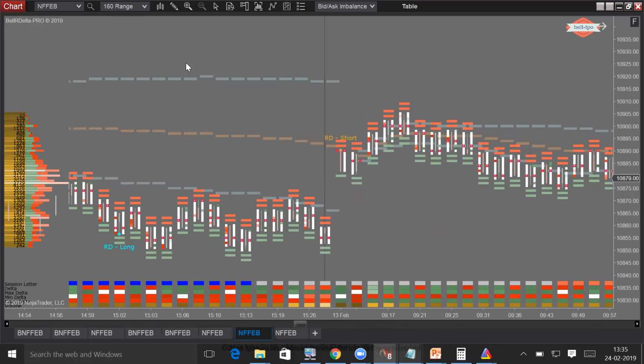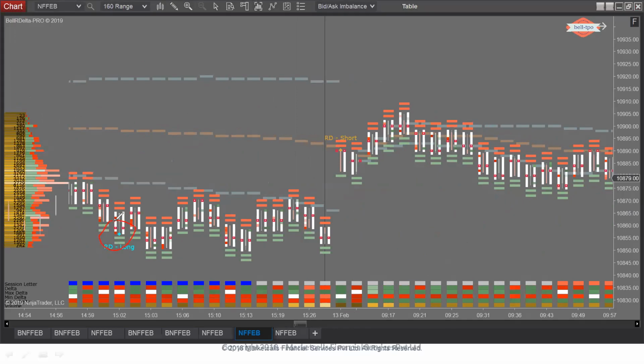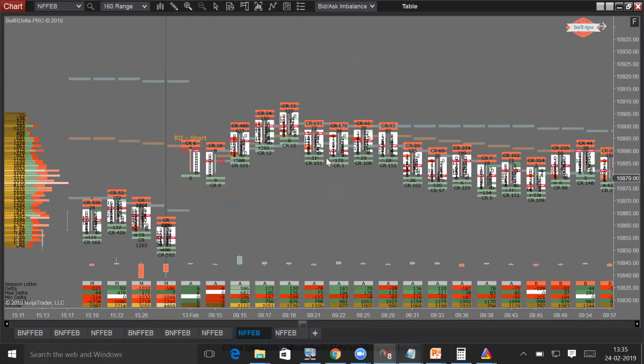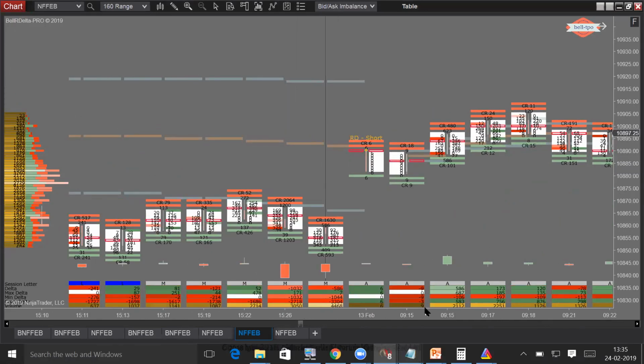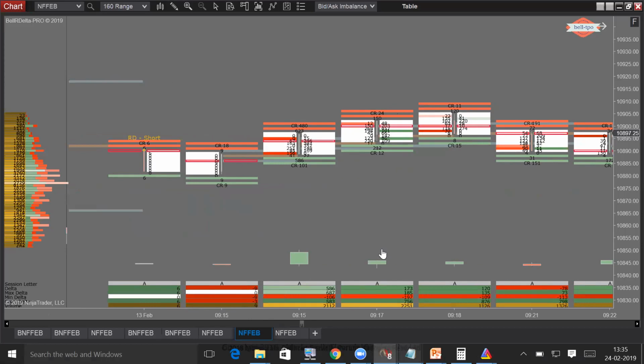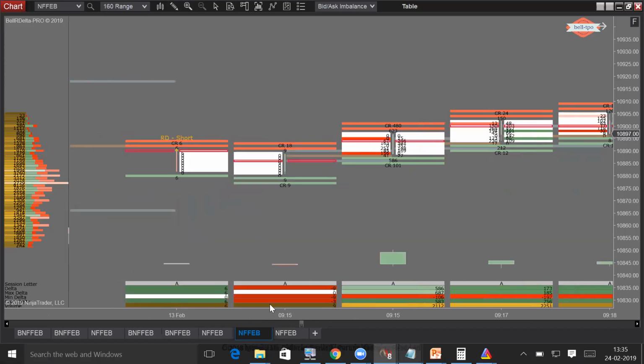So in this case, you can see some of the signals are coming after 3 o'clock. So 3 o'clock, if any signals are coming in, tend to avoid it. In this case, this is a failure pattern. But not much volume got traded over here. So I think we can ignore it.